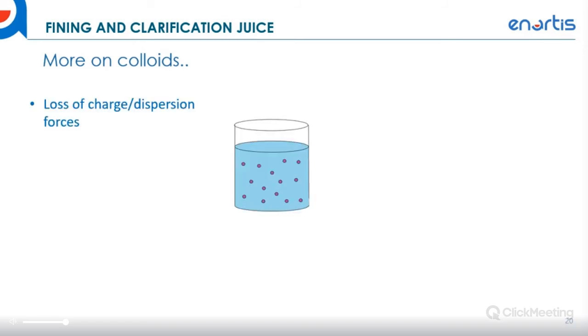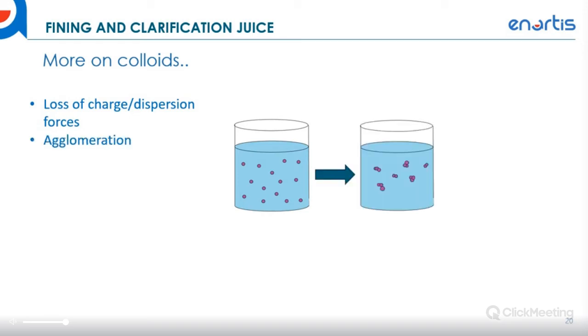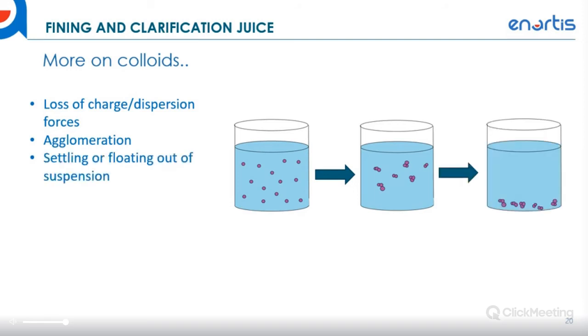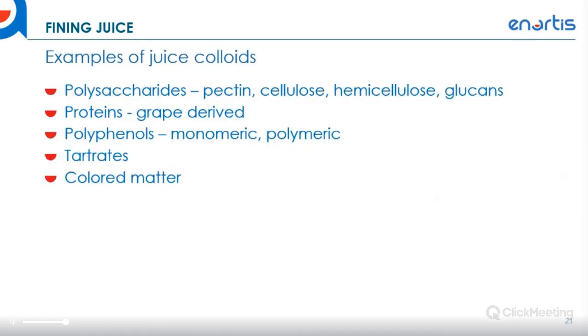A little bit more on colloids. When we have a loss of charge or dispersion forces, that's when we start to form agglomerates. When we add a fining agent that is the opposite charge of the colloid that's already present in the juice, they interact and form a net neutral agglomerate or net neutral particle. Then hydrophobic interactions tend to push those particles together and they form these agglomerates or particulates, and then they settle or float out of suspension depending on what you're doing.